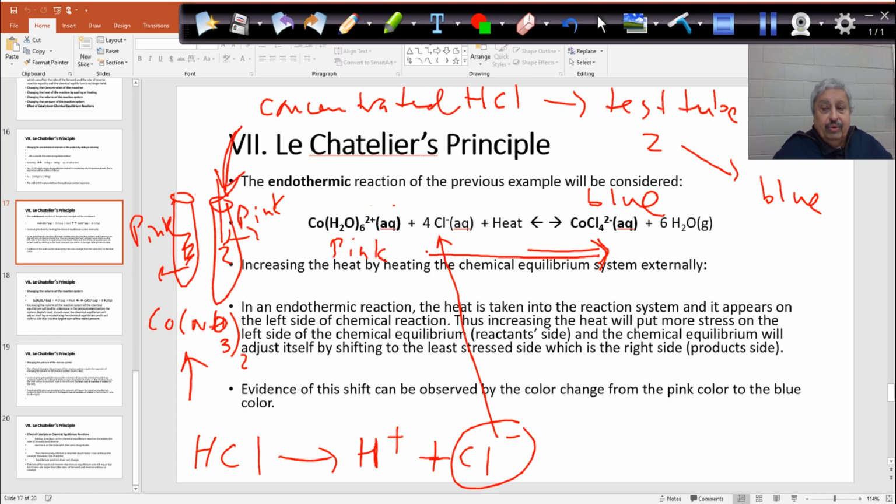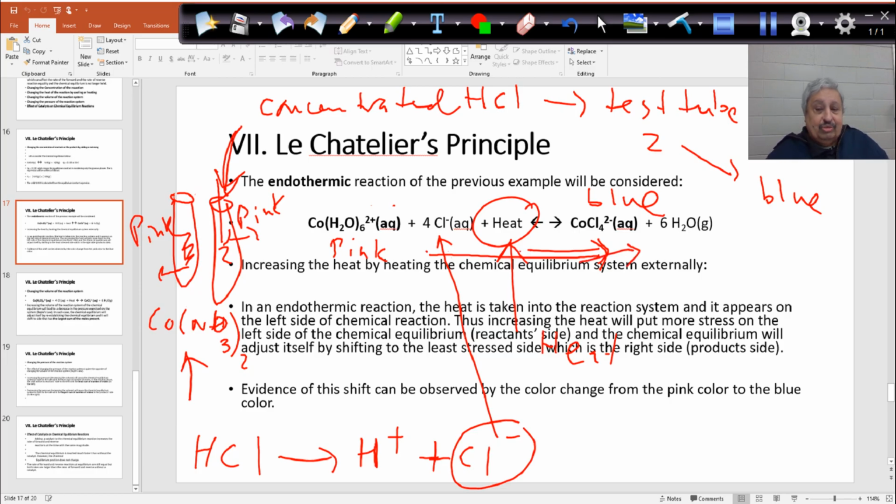Now, when we start heating both of them, nothing changed. The pink remains pink, the blue remains blue. When I add the heat here, the heat is on the left, correct? That's an endothermic reaction. So the heat is on the left, so the blue remains blue.